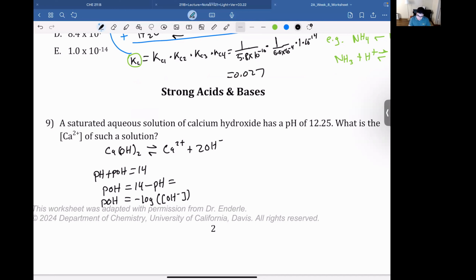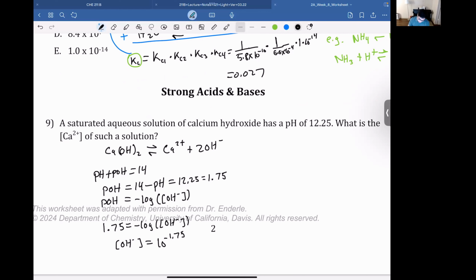So 14 minus 12.25. I think in this case it'll be more comfortable for people, and it's okay because we actually get a finite decimal that's not going to get rounded. So we have pOH is equal to 1.75. Now we can plug that into this equation down here. We have 1.75 is equal to negative log of the concentration of hydroxide. And then we solve for the concentration of hydroxide, and we get 10 to the negative 1.75 using logarithmic rules.